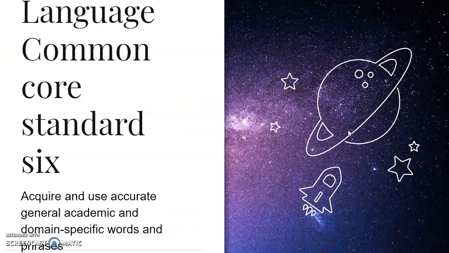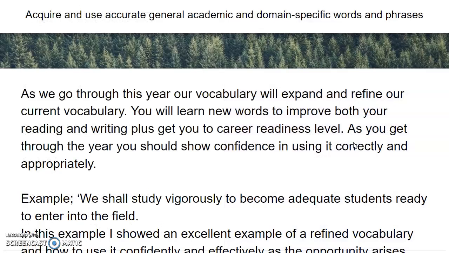Language Common Core Standard 6: Acquire and use accurate general academic and domain-specific words and phrases. As we go through this year, our vocabulary will expand and refine our current vocabulary. You will learn new words to improve both your reading and writing, plus get you to career readiness level. As you get through the year, you should show confidence in using it correctly and appropriately.